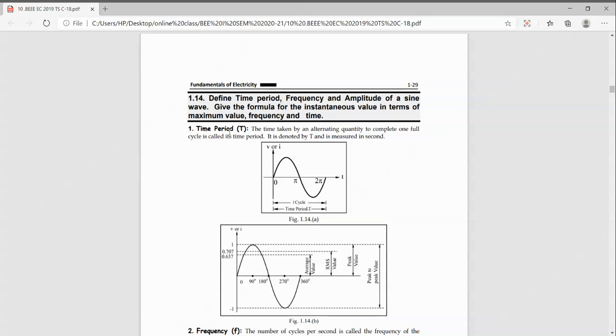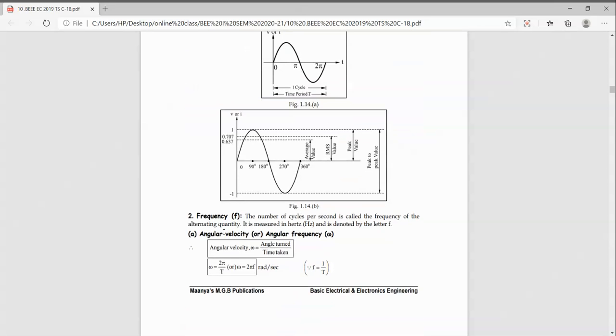So time period, what is a time period? Time period is the time taken by an alternating quantity to complete one full cycle. It is denoted by capital T, and it is measured in seconds. So capital T is from 0 degrees to 360 degrees, that is for one complete cycle. One cycle is a time period, that is T.